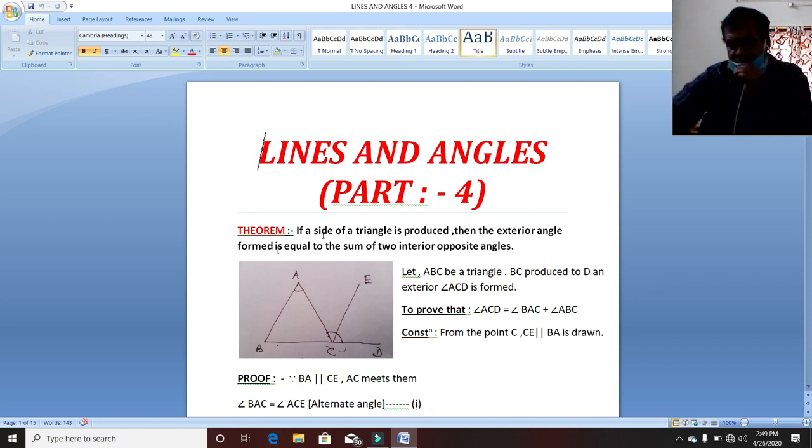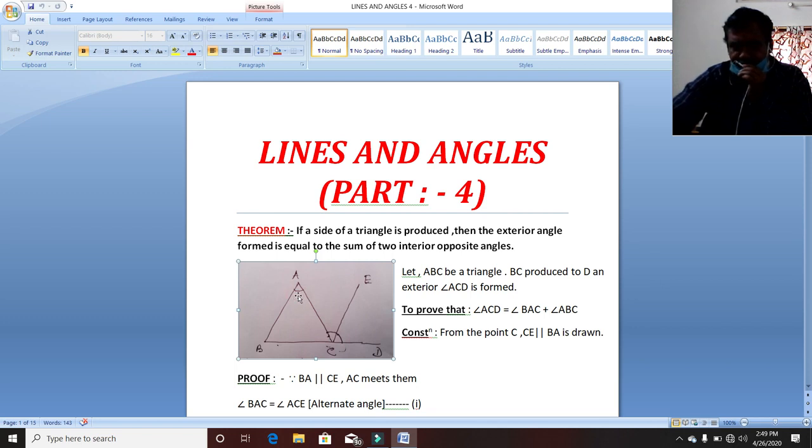First of all, I am doing this theorem. If the side of a triangle is produced, then the exterior angle formed is equal to the sum of the two remote opposite angles. Now you see this ABC is a triangle. Its interior angles are angle A, angle B, and angle C. Now, if I produce the side BC to D, the exterior angle ACD is formed.